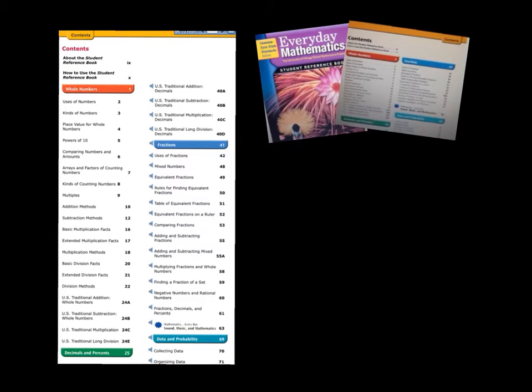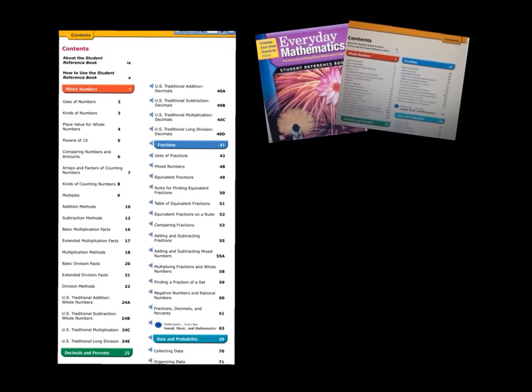As you look at a page in the table of contents, you'll see that there are different headers. For example, we see here that this first section is about whole numbers, then we see decimals and percents, fractions, and data and probability. The table of contents is useful because it can help us find an essay or information about a certain topic. It also lists the first page number of each essay. With your partner, I want you to look and find the essay on extended multiplication facts. You can find that essay in the whole numbers section of your table of contents.